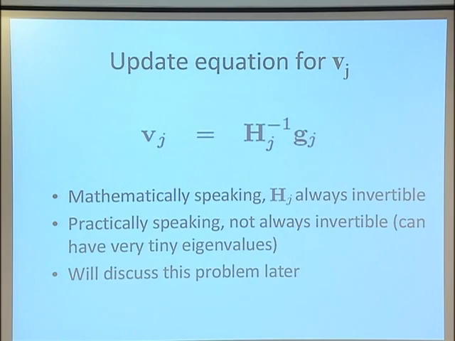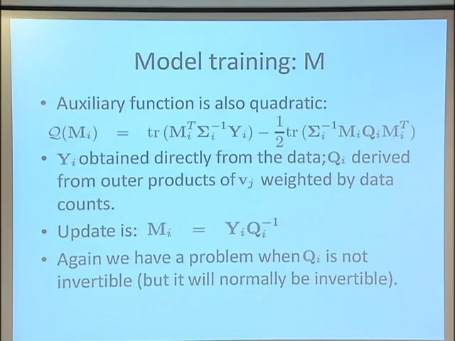So the update equation for V, you have this H and this G, and it's a very simple thing. You invert H and multiply by G. There is a slight wrinkle here in that mathematically speaking, H is always positive definite, but for practical reasons it can be singular. So you have to come up with some way of solving this, and I'm going to mention this later.